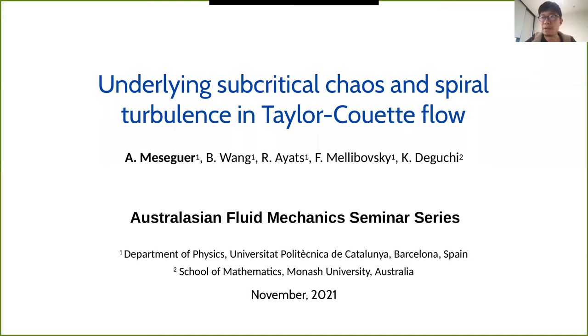It's my pleasure to introduce Dr. Alvaro Meseguer. He's currently associate professor at the Universitat Politècnica de Catalunya. He received his PhD from UPC in 1998. Then after spending some time at Oxford University as a postdoctoral research officer, he returned to UPC. His research interests include CFD, transient turbulence, and dynamical system theory. The title of his talk today is Underlying Subcritical Chaos and Spiral Turbulence in Taylor-Couette Flow. Over to you, Alvaro.